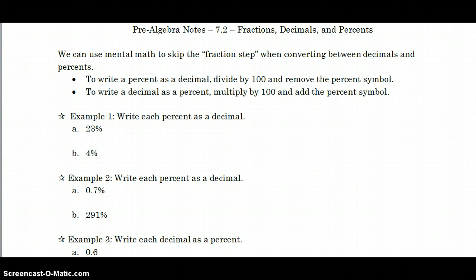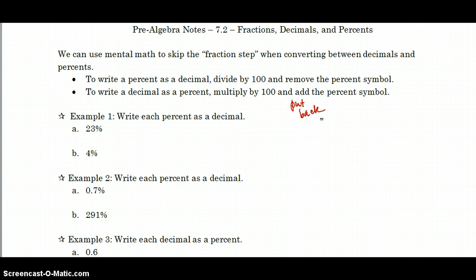To write a percent as a decimal, you divide by 100 and remove the percent sign. To write a decimal as a percent, you multiply it by 100 and then put back the percent sign. Let me show you what we're talking about here.